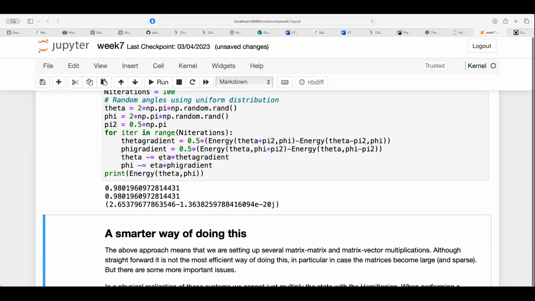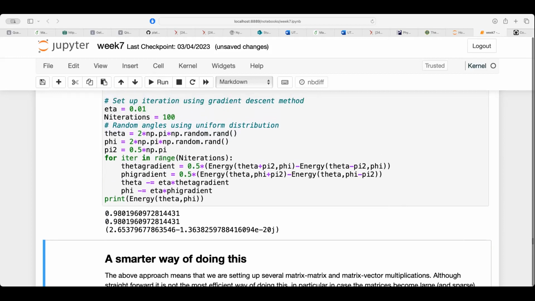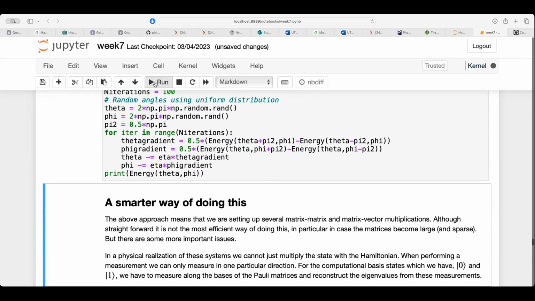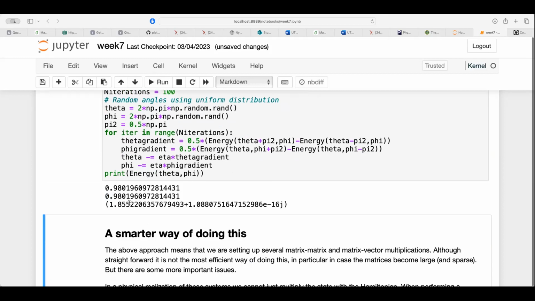So if I make it even smaller, then my search for the minimum may be even slower. I'll get another value. So you would have to play around like that, but this is not very efficient. So let me just quickly remind you of this kind of gradient methods.